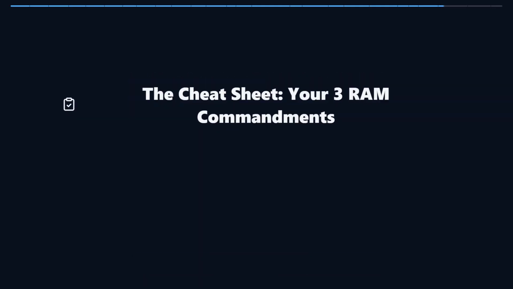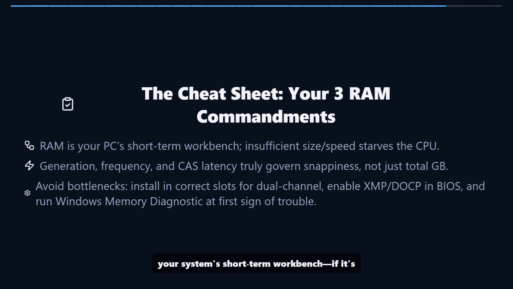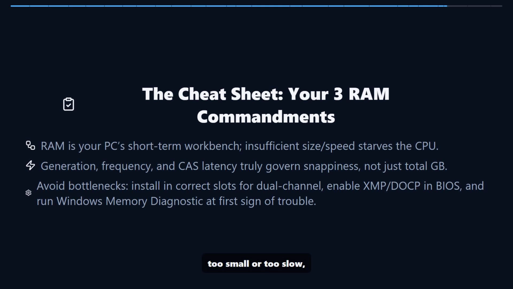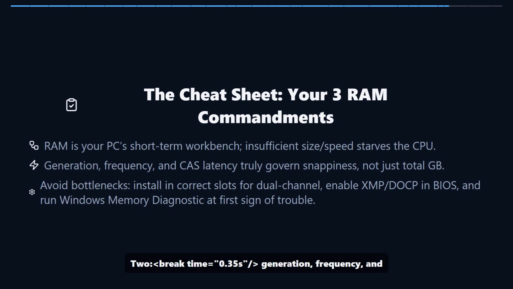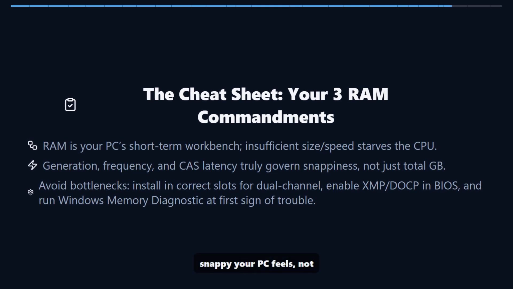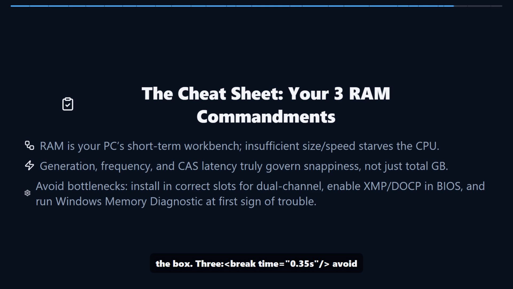Let's lock in the 3 commandments. 1. RAM is your system's short-term workbench. If it's too small or too slow, even the fastest CPU starves. 2. Generation, frequency, and CAS latency together define how snappy your PC feels, not just the gigabyte number on the box. 3. Avoid self-inflicted bottlenecks.